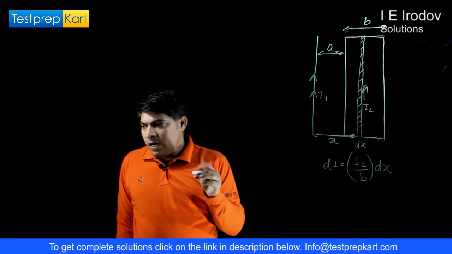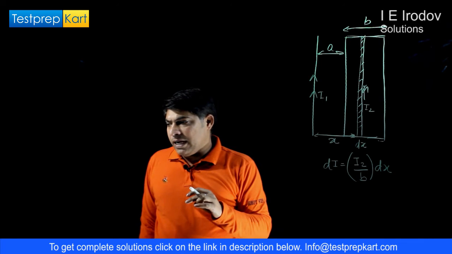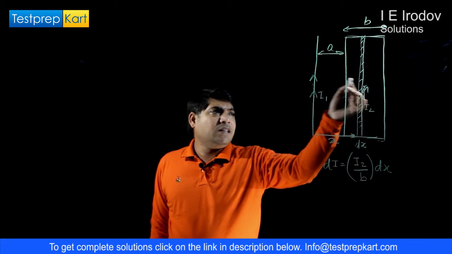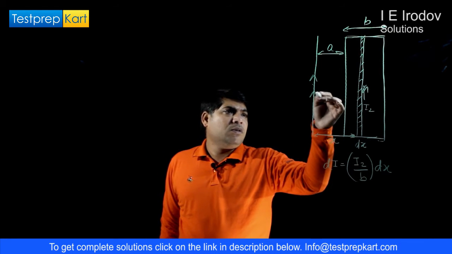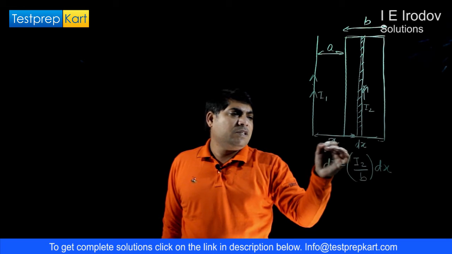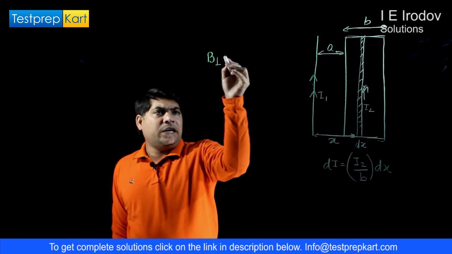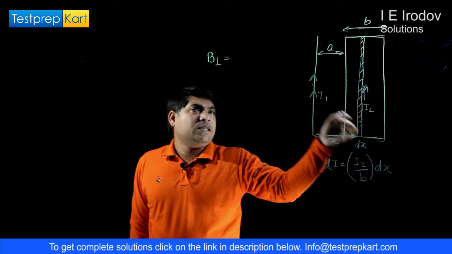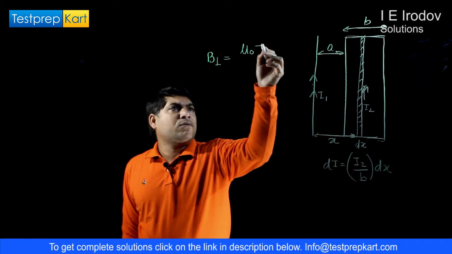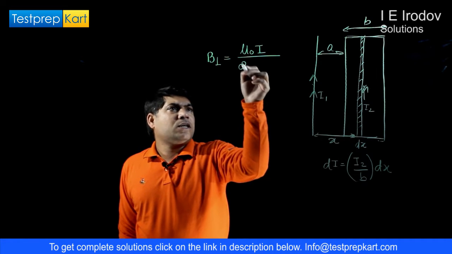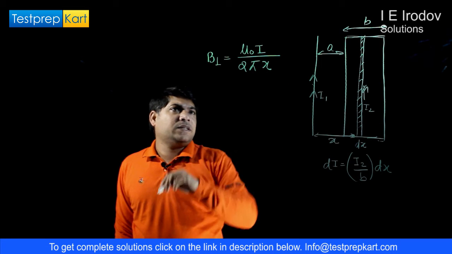Number 2, we can find out the magnetic field at this point due to the current carrying conductor I1, which is at distance x. So the magnetic field B1 at distance x is equal to mu naught I over 2 pi x.